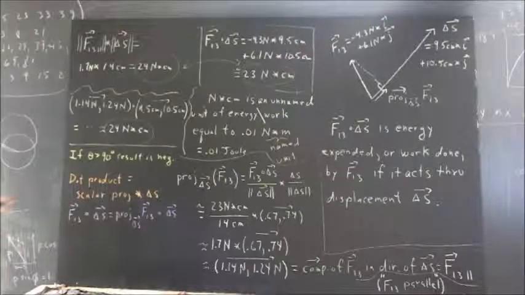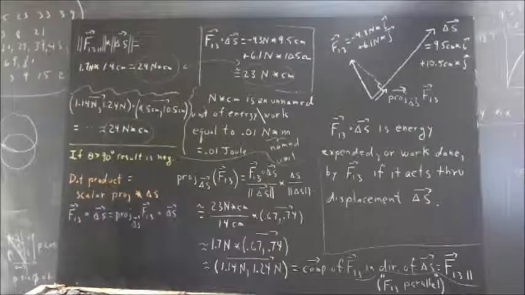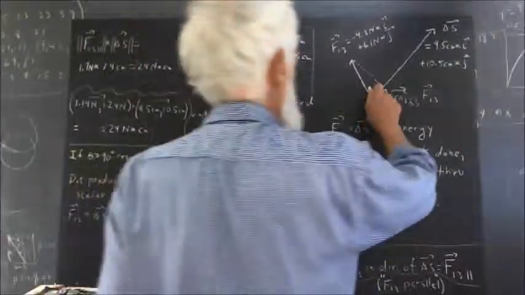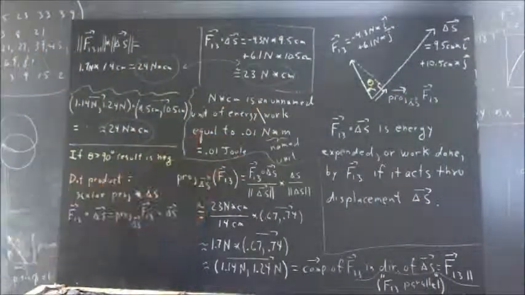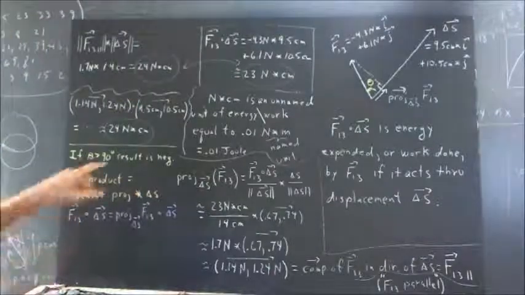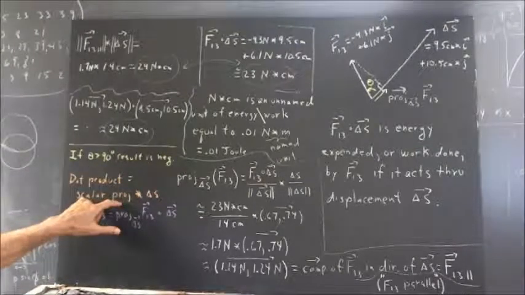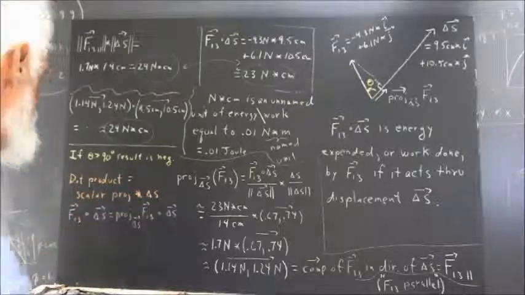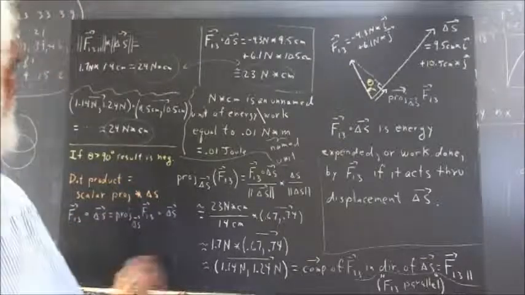We note a couple of things. If our angle theta, and our angle theta, of course, is the angle here, is greater than 90 degrees, then our projection is going to be in the direction opposite delta S, and that's going to result in a negative dot product. Another thing, the dot product is equal to the scalar projection times delta S. Okay, and in this case, that works.